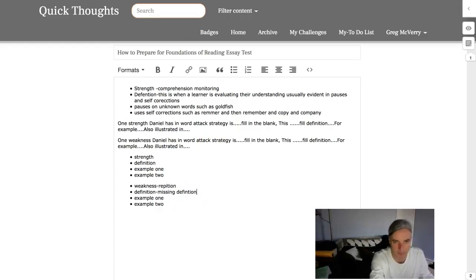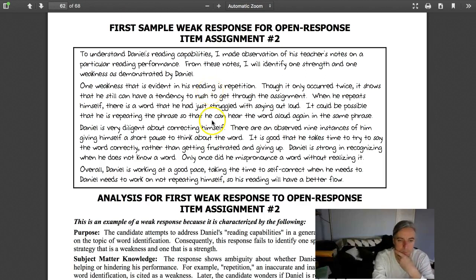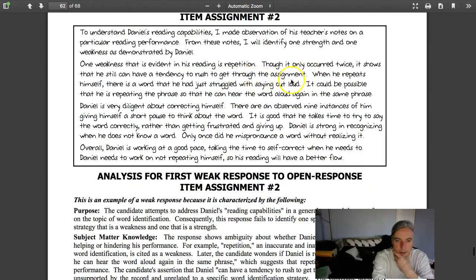Let's look at the examples. So it says here, it could be possible that he's repeating the phrase twice or he heard it out loud. Like, it's just pure speculation. You do not speculate in this. You need pure evidence. It says it repeats himself. There's a word that he just struggled with saying out loud. Nowhere is there an example from the text. That's why this item, if you write like this, you are going to fail the Foundations Reading Test.